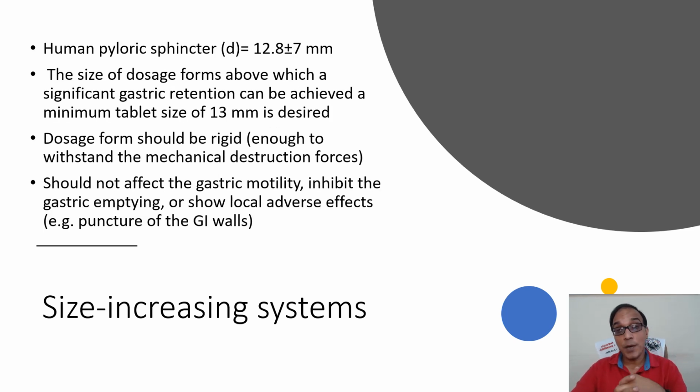The diameter of the human pyloric sphincter is 12.8 plus minus 7 mm. For a significant gastric retention to be achieved, a minimum tablet size of 13 mm is desired. The dosage form should be rigid enough to withstand the mechanical destruction forces, because the gastric motility is very high. So it should withstand that mechanical force also. It should not affect the gastric motility, and it should not inhibit the gastric emptying or show local adverse effects like puncture of the GI tract.